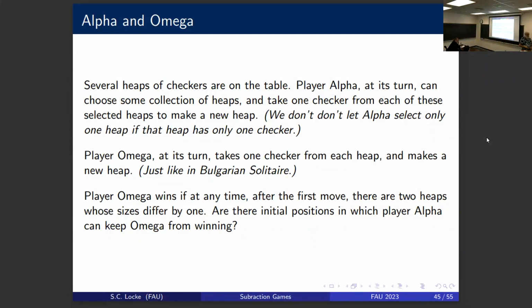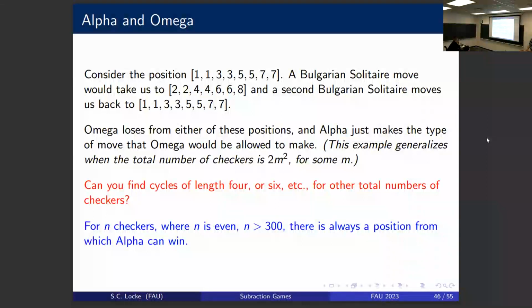So are there positions where Alpha can win? Well, here's one. Right? If I have heaps of size 1, 1, 3, 3, 5, 5, 7, 7, I take 1 away from each one of these in Omega's move, let's say, I get 0, 0, 2, 2, 4, 4, 6, 6. And I've taken 8, so I get an 8. So I get to 2, 2, 4, 4, 6, 6, 8. If I take another Omega move, I get back to 1, 1, 3, 3, 5, 5, 7, 7. So if I'm in this position, Alpha can win by just playing Omega's move, all right? So Alpha stays alive.